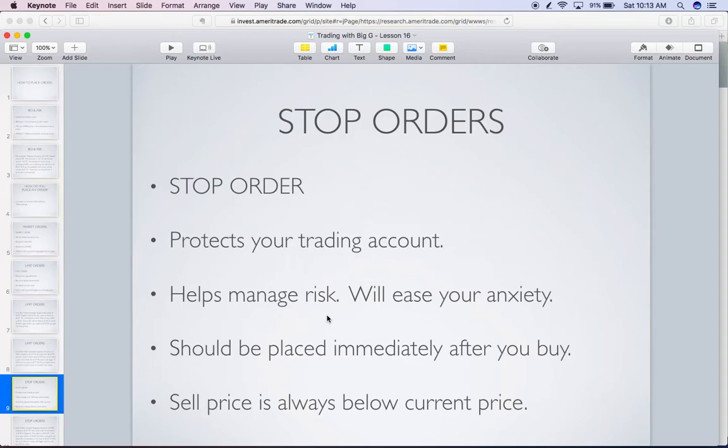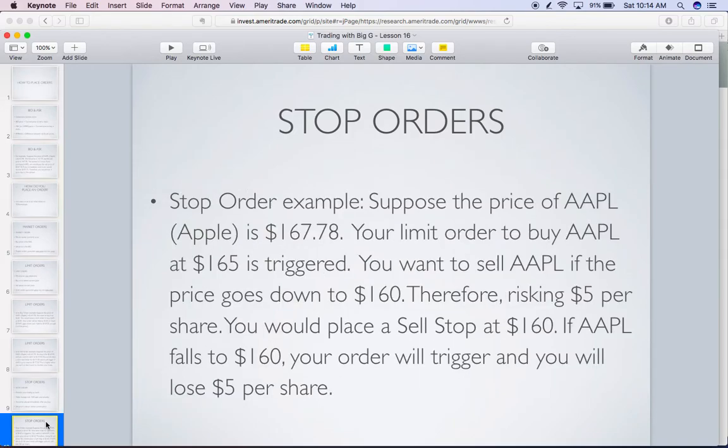Okay. And with a stop order, your sell price is always going to be below the current price. So let me give you an example. So a stop order example: suppose the price of Apple is at that 167.78, and your limit order to buy Apple at 165 is triggered. So you got it, you bought it.